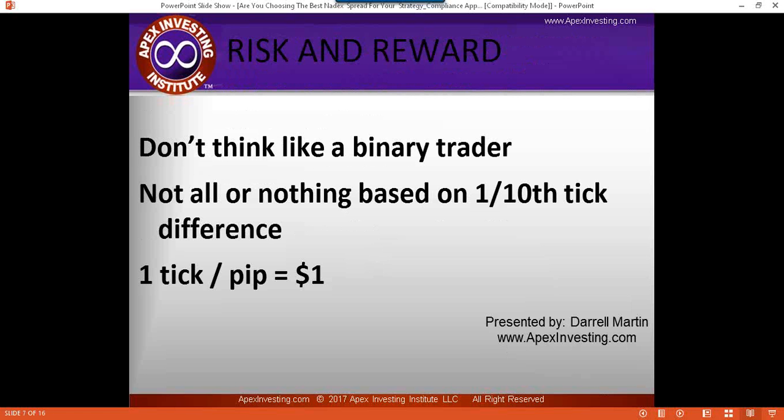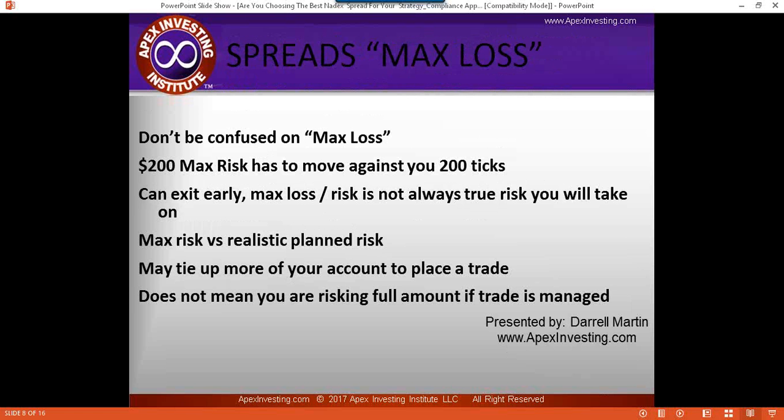So again, you can't think like a binary trader of how spreads actually work, because it's not all or nothing based on one tick or one-tenth of a tick. One tick or one pip is $1. We talked a lot last week about don't be confused on max loss, right? Your cost to get into a spread could be a little bit more than a binary, but again, it's not all or nothing. It just costs you a little more to get into the spread at times, but you can exit early.